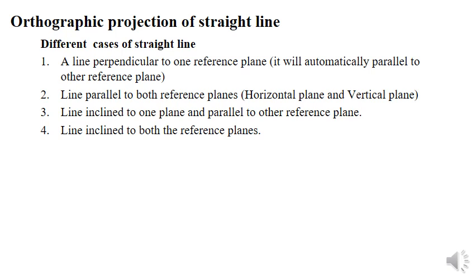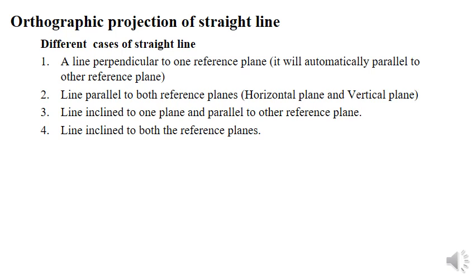Out of these 4 cases, I will be explaining the first 3 cases in this video, and the fourth case I will explain in my next video. The first case is a line perpendicular to one reference plane. That is, if a line is perpendicular to HP, it will automatically be parallel to the vertical plane, and if a line is perpendicular to VP, then it will be parallel to the horizontal plane.